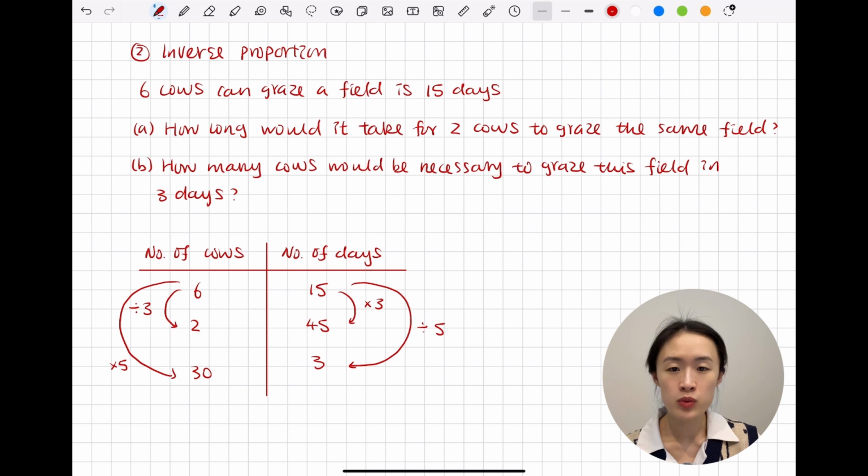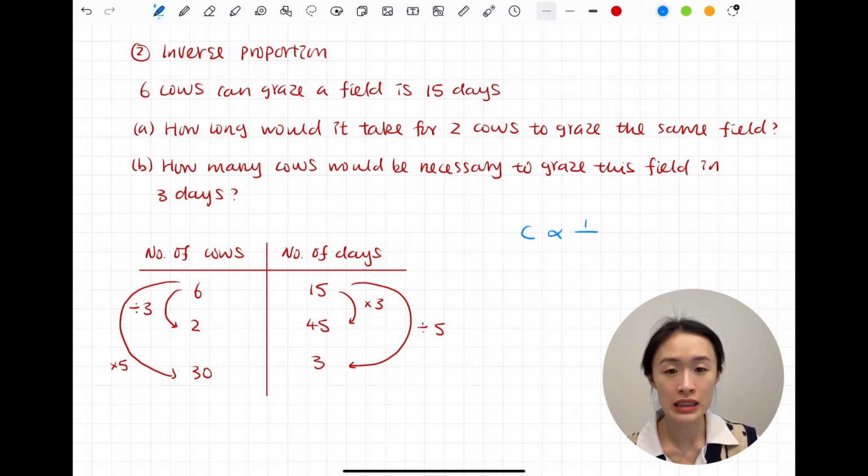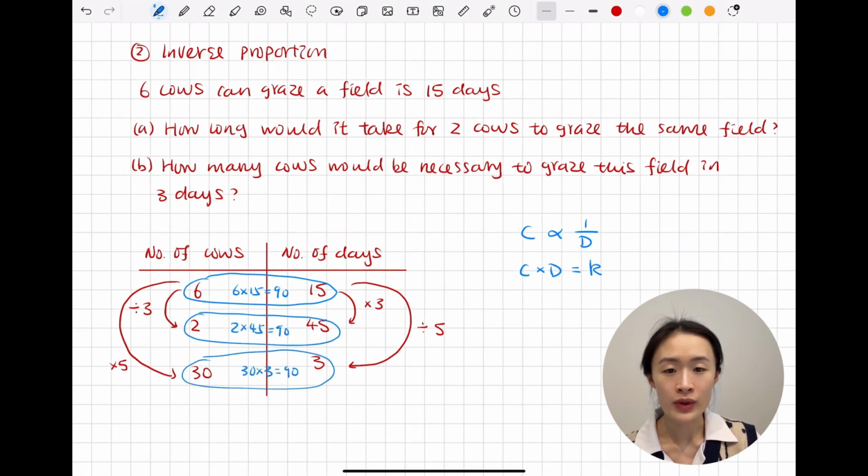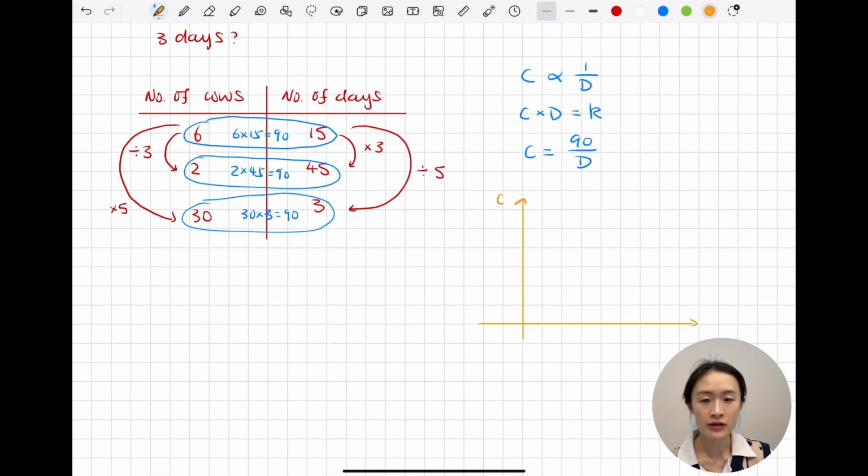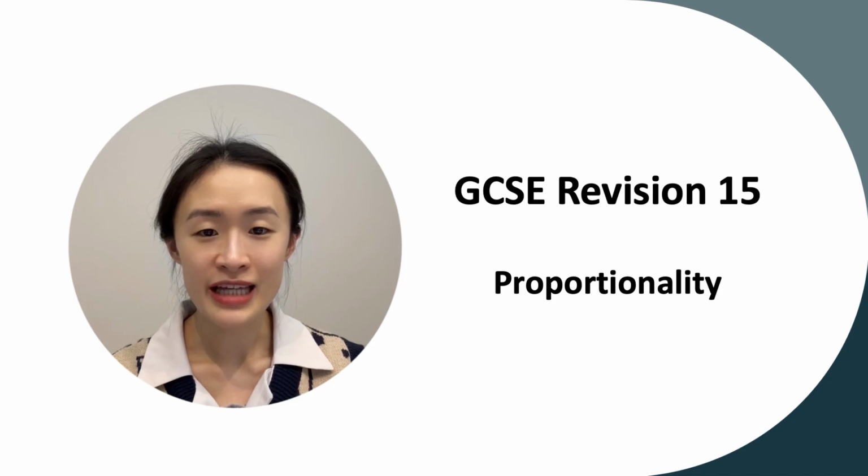So in this case, if one variable increases, the other one decreases, and this relationship is called inversely proportional. So we can write C is inversely proportional to D, that is 1 over D. And if we look at the numbers, what is the relationship between these two numbers here? If I multiply number of days and the number of cows, I will get the same number, 90. Therefore, we can find an equation linking C and D together. C is 90 over D. And if we were going to sketch the graph, we will be able to see that this graph looks like this. It's inversely proportional.